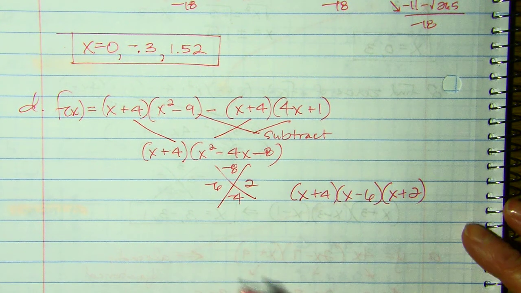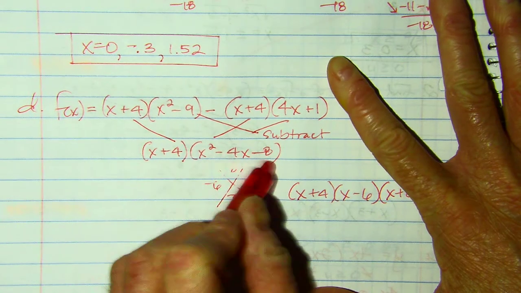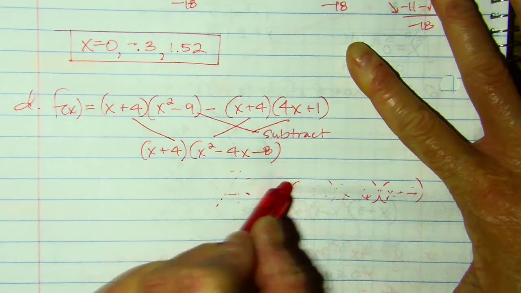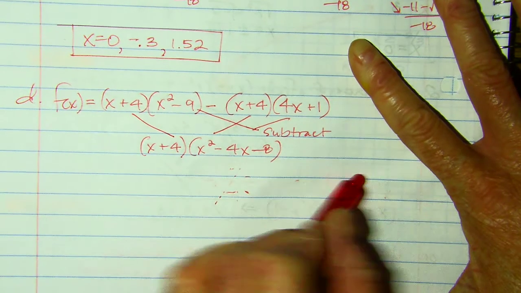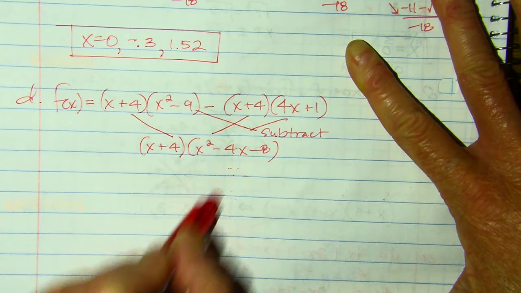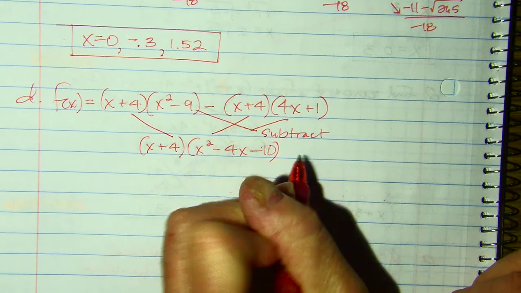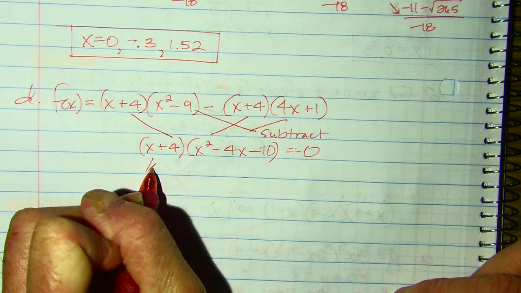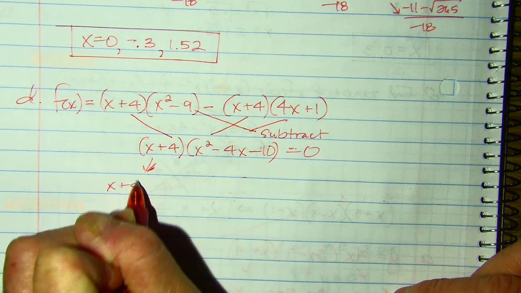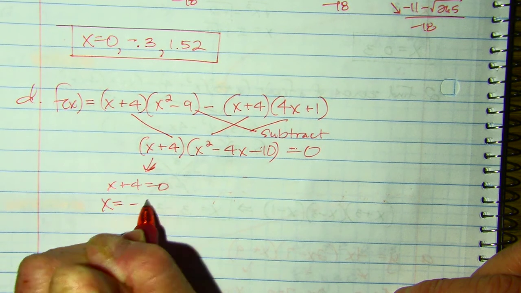Wait, did I mess up? Yep, I did mess up. I'm like, wait a minute. I was just going off fast. This right here should be a negative 10. So this solution here, x plus 4 equals 0, x equals negative 4.